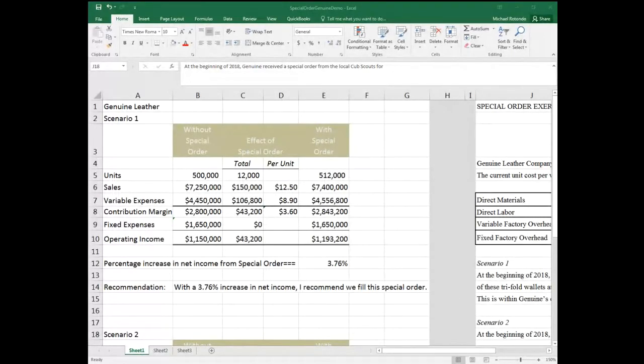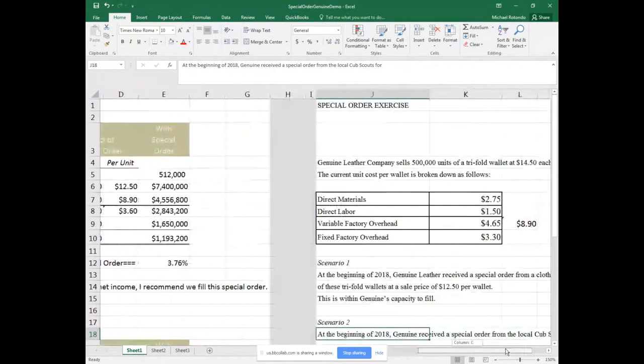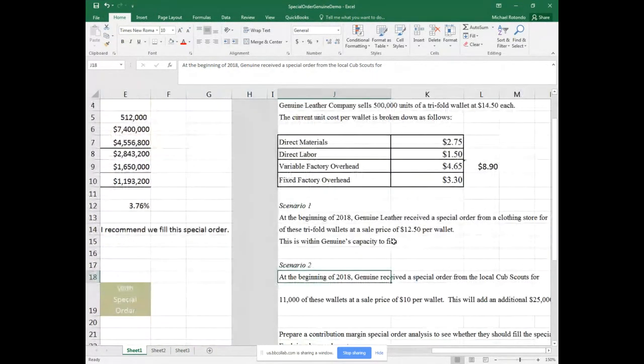So in the last video, we took a look at doing a special order analysis for a customer that we deal with. And sometimes companies will do this. You've probably noticed that often companies will do it for new customers, give them a reduced price. In the situation that we did in the last video, we had a customer that we allowed to buy the wallets at a $2 per wallet discount or reduction in price. And we did that as a favor to them.